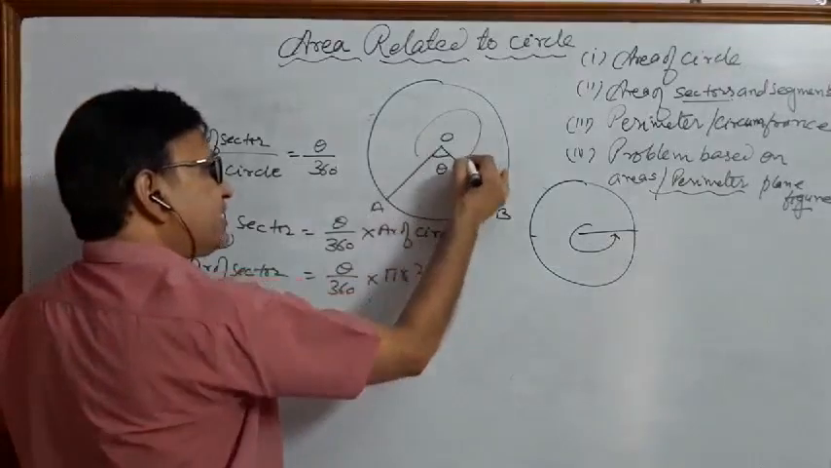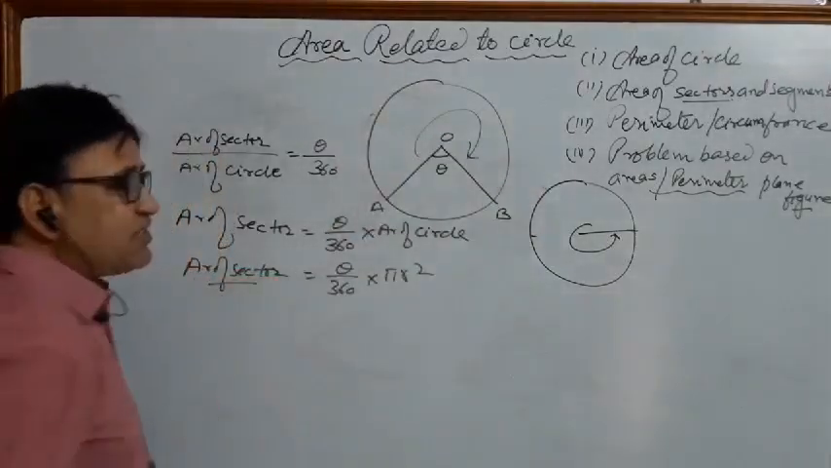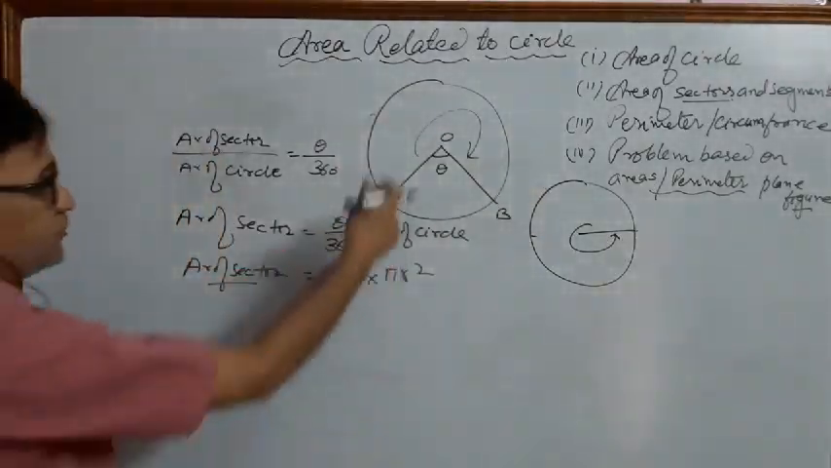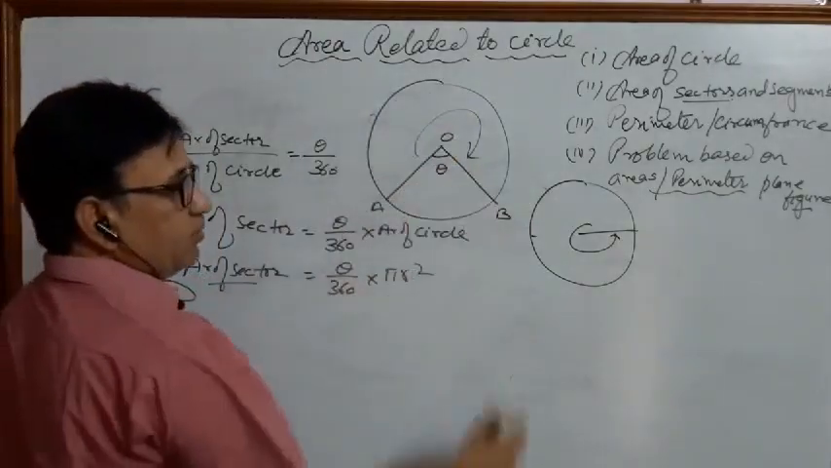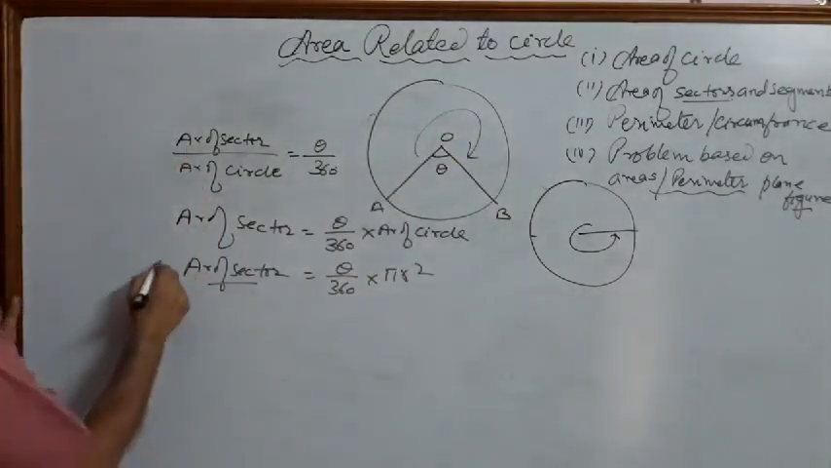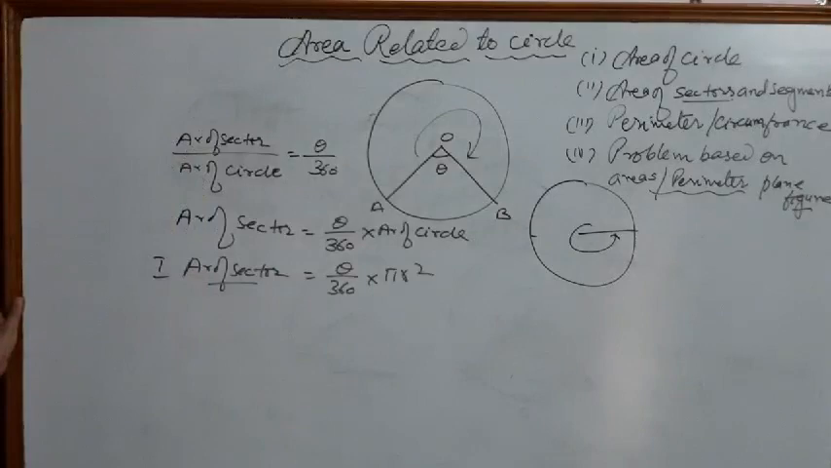If you need the major sector, then simply subtract from the area of circle. Area of circle minus area of minor sector. So this, your first formula, becomes area of sector. Clear?